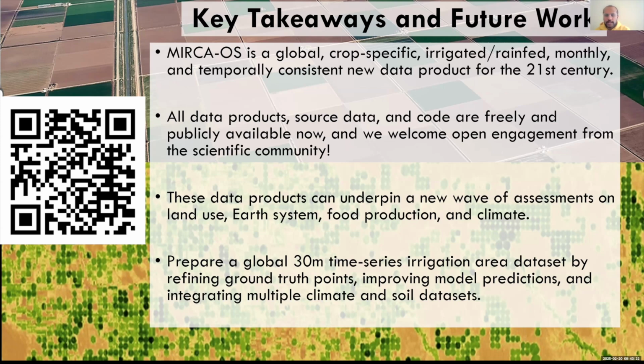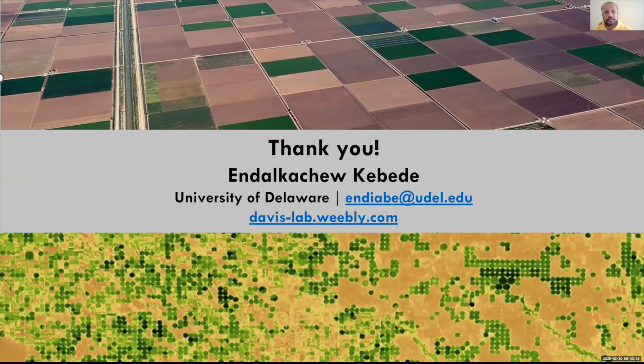Our next work, which we are doing in collaboration with the Global Computing Lab at the University of Tennessee, is preparing a time series 30-meter irrigated area data set and refining the ground truth points to make sure this is robust, as well as integrating other climate and soil data sets in order to enhance the prediction of the model. Thank you so much.